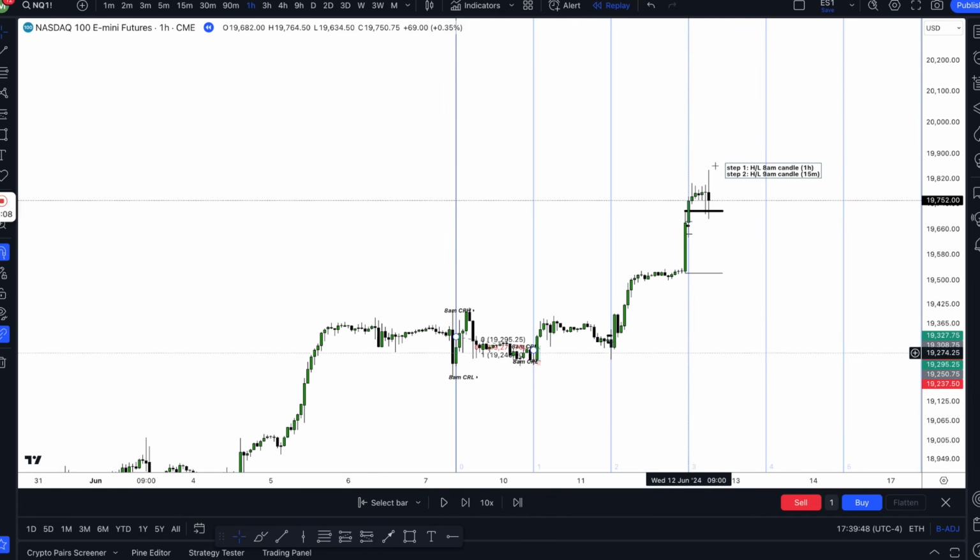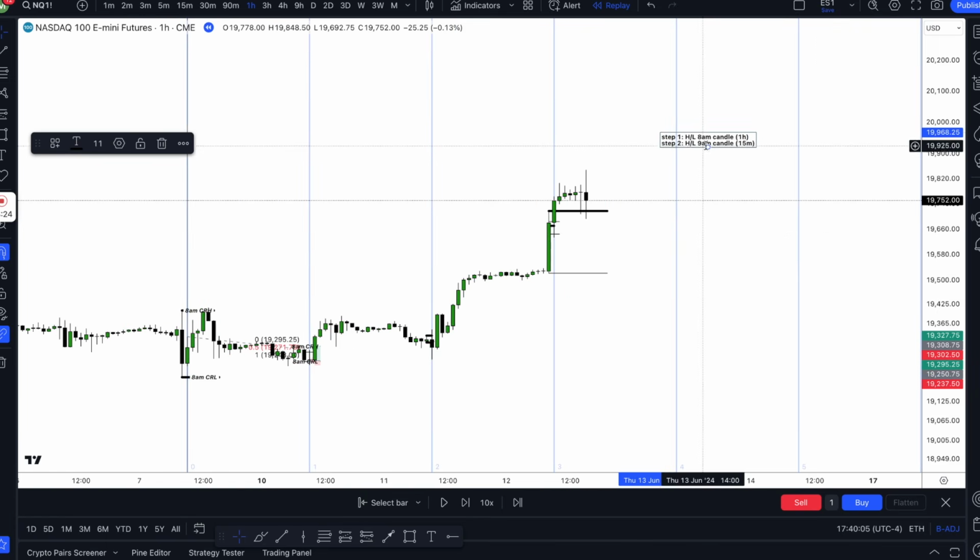Guys, you clearly saw there's 2 steps to this model. The 8 a.m. candle range high and low, draw it out on the 1 hour, and the 9 a.m. candle range high and low on the 15 minute. These are the 2 steps that you must follow. I simplified everything for you. This model I am explaining in the most simple way possible.